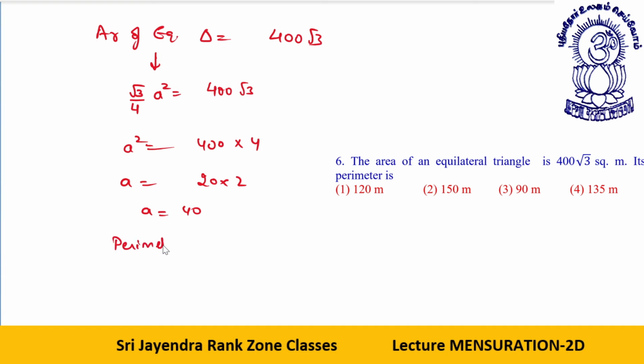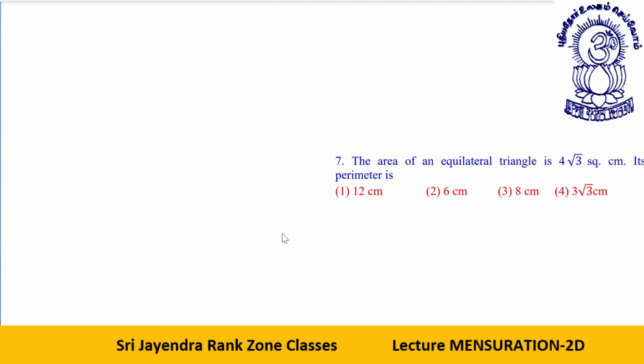What is the perimeter, my dear students? Perimeter is 3A, or 3 into 40. This gives you 120. Okay, dear students. So far clear? Let's take one more question of this type.